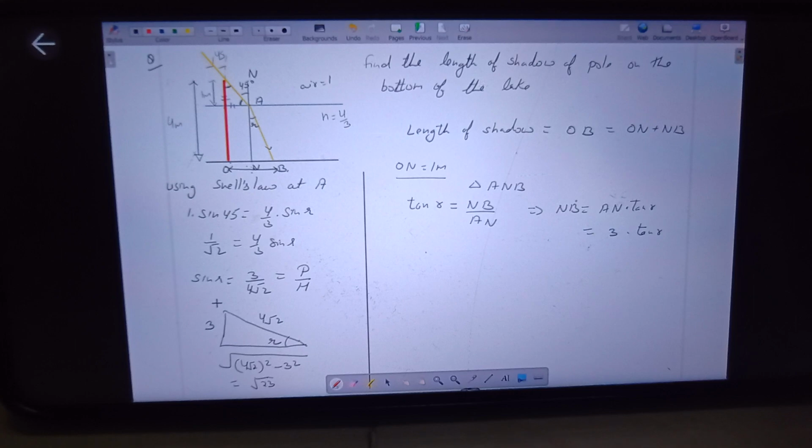Tan R means, if I name it PQR, then in this triangle tan R is given as the ratio of perpendicular, that is PQ, upon base, that is QR. PQ is 3, QR is root 23. So now I can put the value of tan R in the equation. It will be 3 into 3 by root 23, so it will be 9 by root 23. So I have got the value of both ON and NB. The length of the shadow will be equal to 1 plus 9 by root 23 meters. If you want, you can do the calculation to find the final answer.